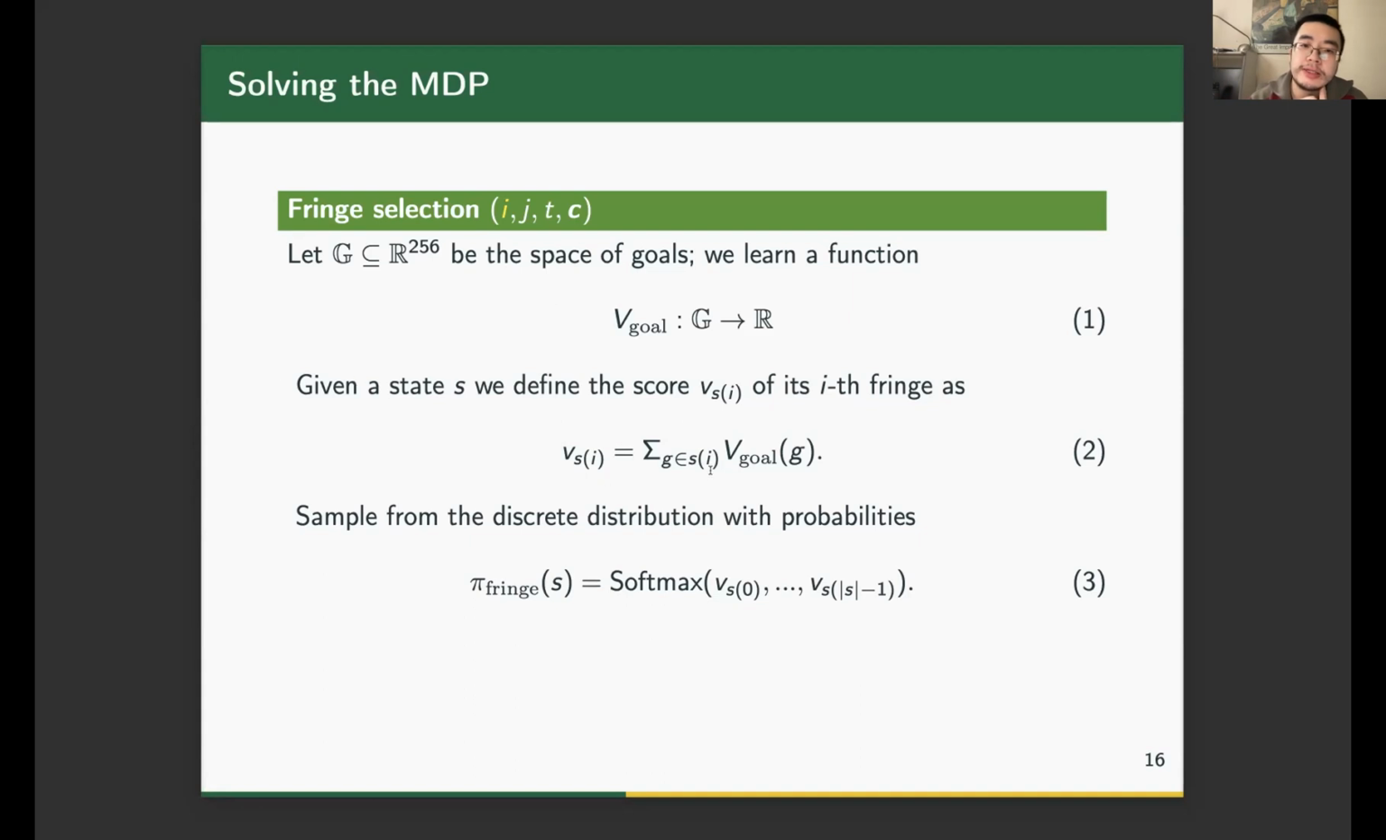So this exactly says that after our neural network predicts a score of that goal, we sum them up, and we say that is the score of our fringe. Then given a state, we will have a bunch of fringes, and a bunch of scores associated with those fringes. Then we will do a softmax to give us the probability of choosing each of these fringes. You can basically think of this as a function that takes all the scores and returns a bunch of probabilities of choosing those fringes.